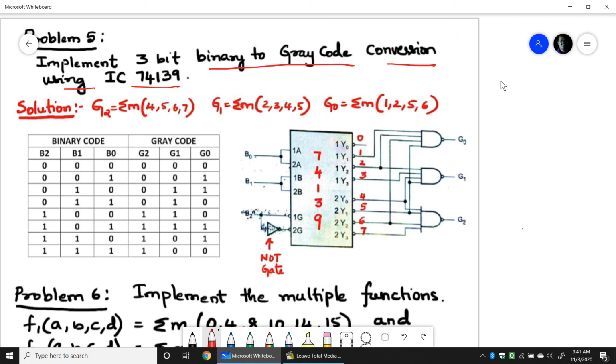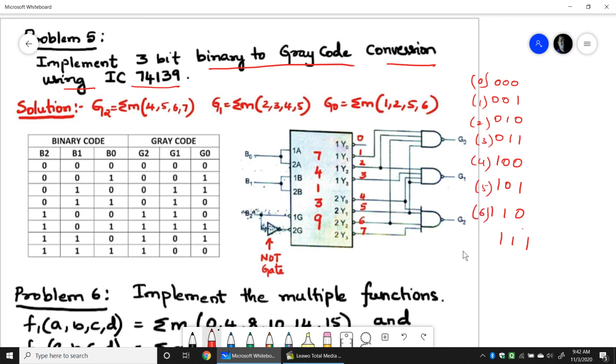Now binary will be 0 0 0, 0 0 1, 0 1 0, 0 1 1, 1 0 0, 1 0 1, 1 1 0 and 1 1 1. So this is nothing but 0 1 2 3 4 5 6 7. This is the 3-bit binary whatever we have. Now for this binary, what would be the equivalent gray code? That is what we need to find.